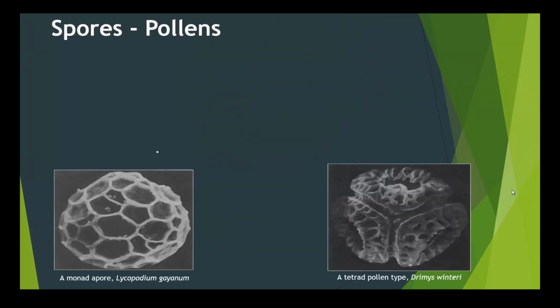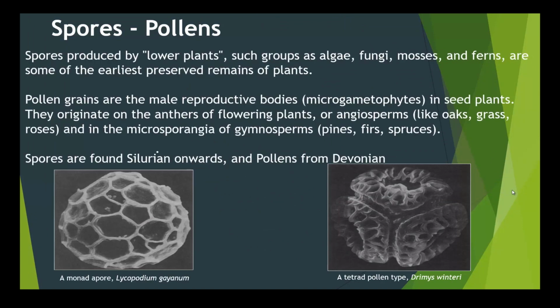Spores and pollens are the most important organic walled microfossils. The spores are produced by lower plants such as groups of algae, fungi, mosses and ferns, and some of the earliest preserved remains of plants. They are found Silurian onwards.